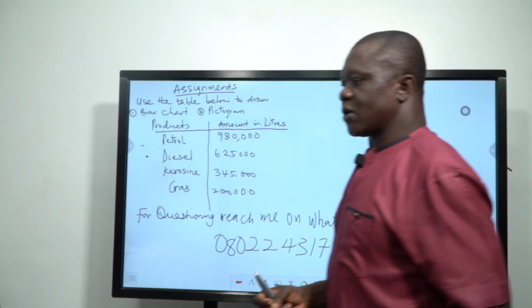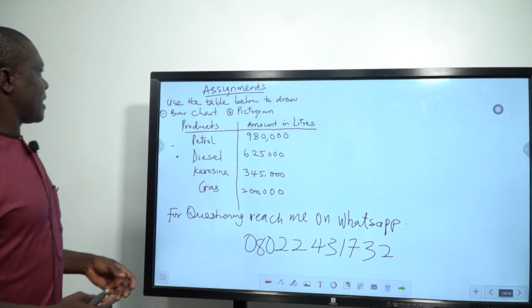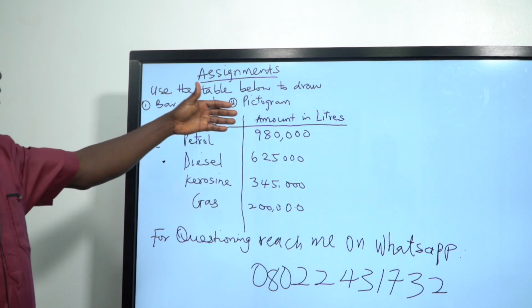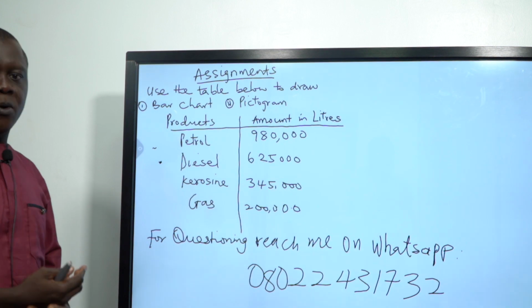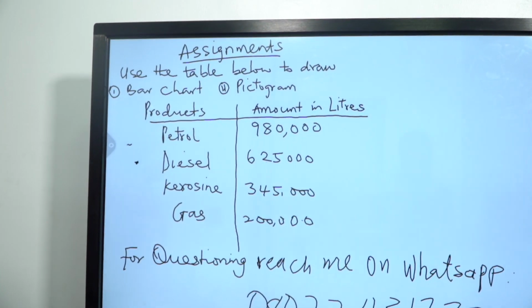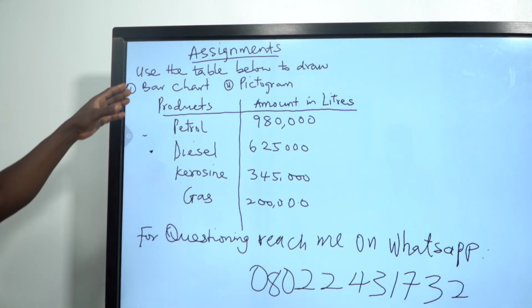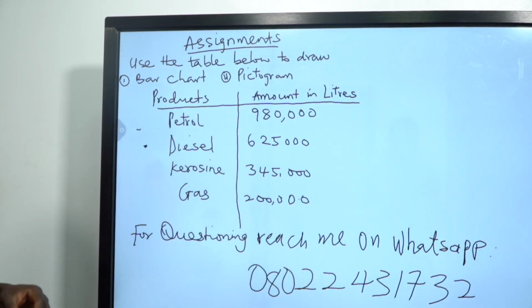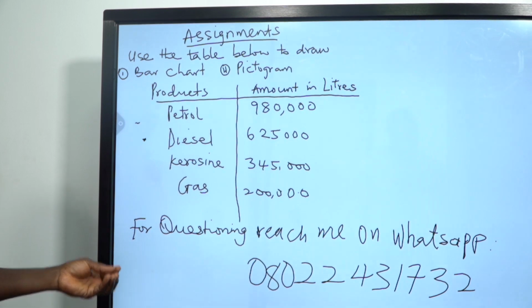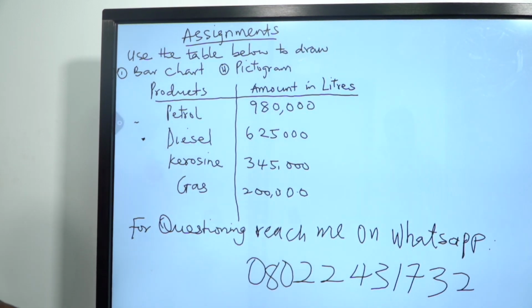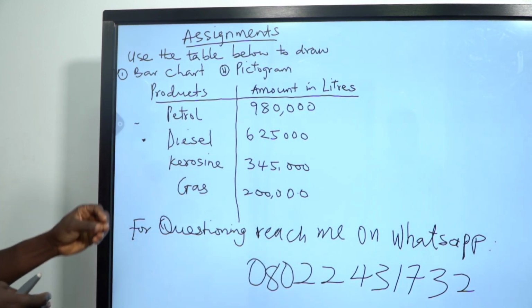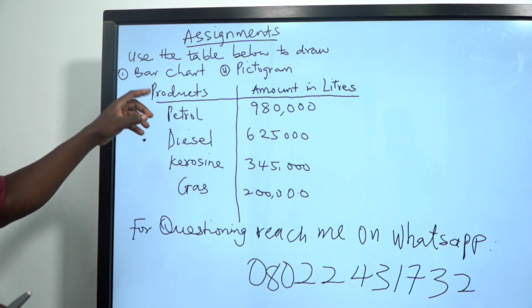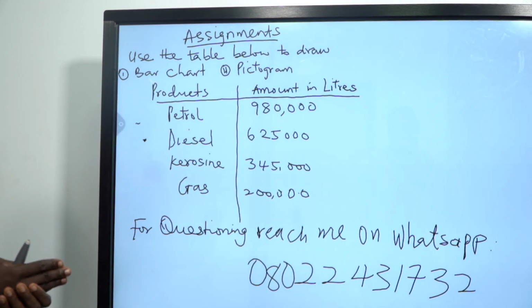So having said the summary, I now gave out the assignment. I said, use the table below to draw 1, a bar chart, 2, a pictogram. So, having discussed what a bar chart is and what a pictogram is, you try yourself in relation to the example I have solved above. You see whether you can do it using a pictogram or a bar chart. Remember, I told you that a pictogram is just the use of a picture.